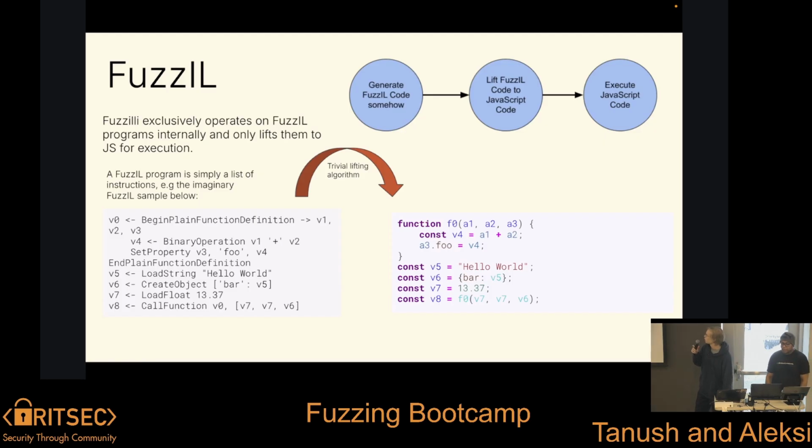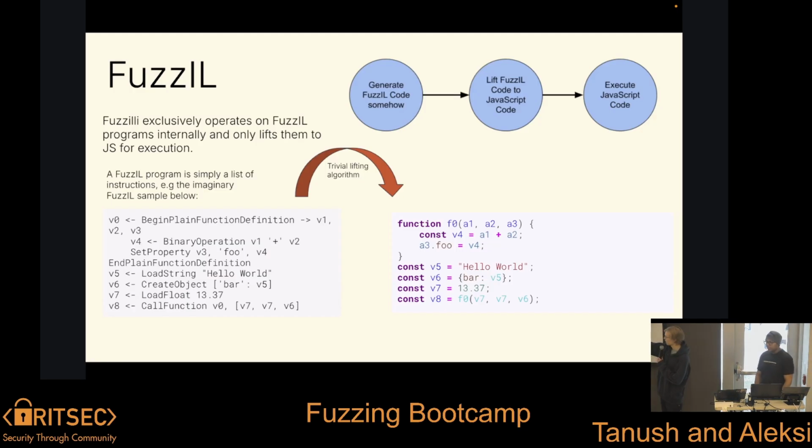So Fuzzilli, what it'll do is it'll exclusively operate on FuzzIL programs internally, and then only lift them to JavaScript for execution. That's in the top right here in the blue, basically. It just generates the code, lifts it, and then executes it in the engine. This looks like a lot, but it's not too bad really. It's pretty much one-to-one actually.